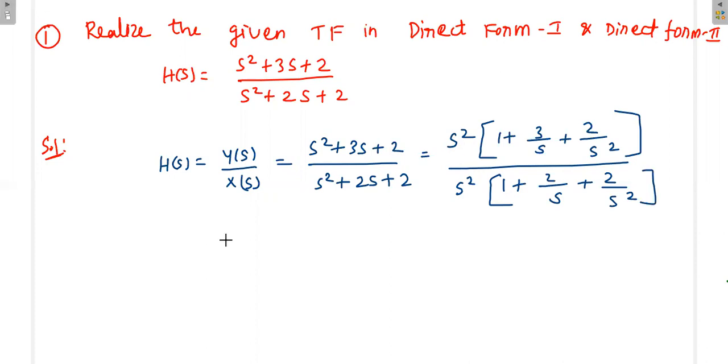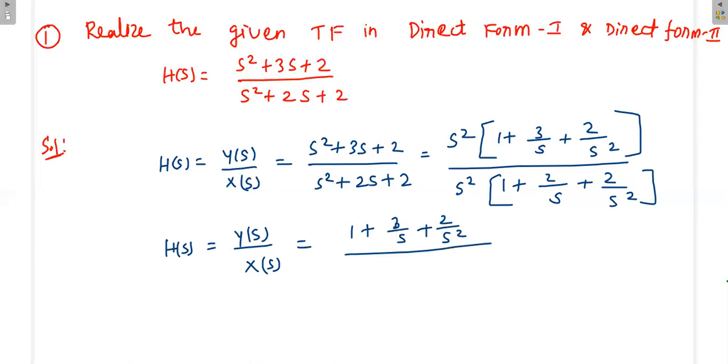So finally we are getting H(s) equal to Y(s) divided by X(s), which is equal to (1 + 3/s + 2/s²) divided by (1 + 2/s + 2/s²). Now this Y(s) and X(s) we have to cross multiply. Once again, now we can remove this H(s). If you cross multiply Y(s) with this and X(s) with this, we'll be getting the equation.